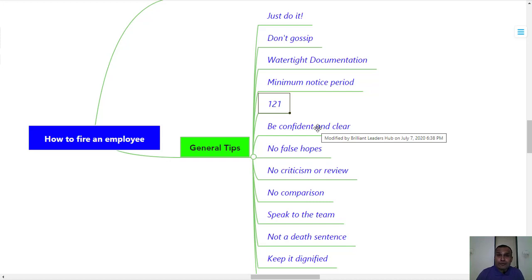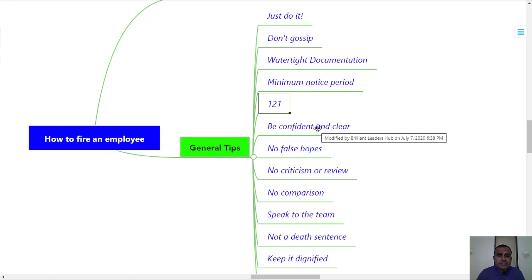Nor is it a time for criticism or review or arguments. All that should have been done much earlier in the process. Don't do it now. Then it's also a wrong thing if you start comparing: that person has been doing such good work, if only you could have also done similar things, then we wouldn't have had to see this day. Not the time. Don't do that.